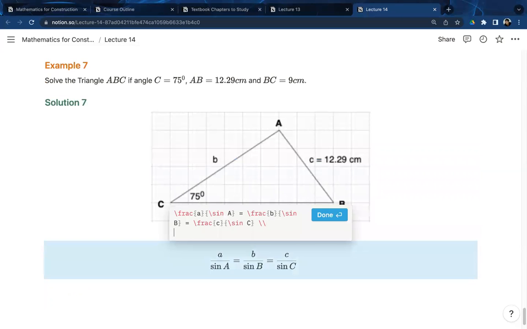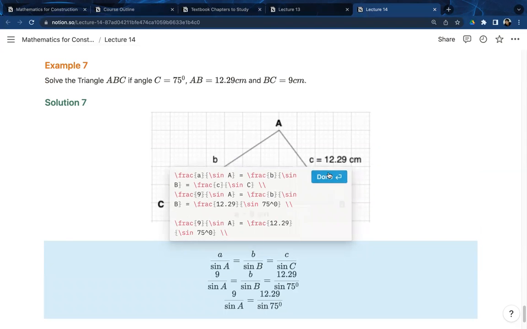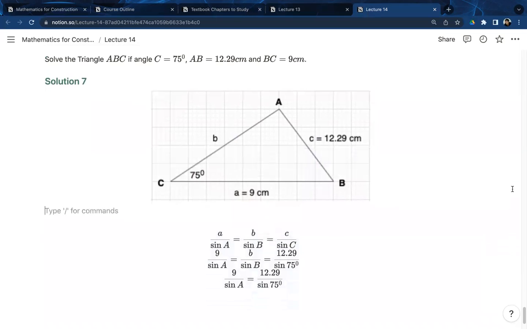And what we will do here is write, we'll substitute into the sine rule. So a is 9, so 9 over sine A is b over sine B. We don't know any of the B's, the angle or the side, and c is 12.29 over sine 75. So let's focus on A for a while. 9 over sine A is 12.29 over sine 75.